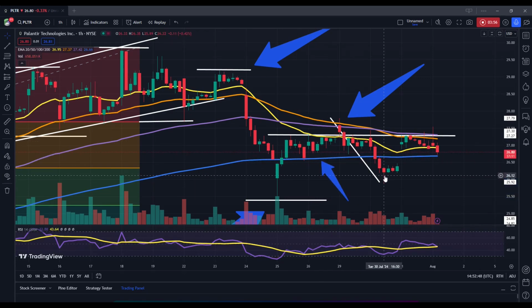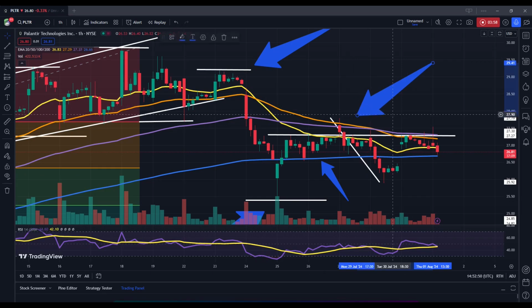Eventually, we did see a price breakout, but with all of the price volatility that we're seeing throughout the market this week, this has really been occurring for the last 2 or 3 weeks.